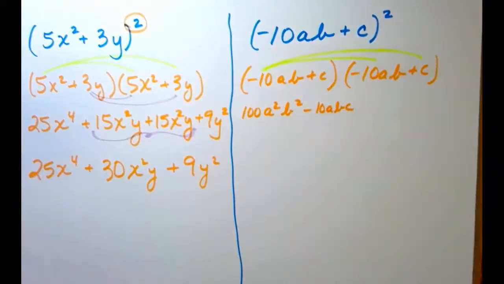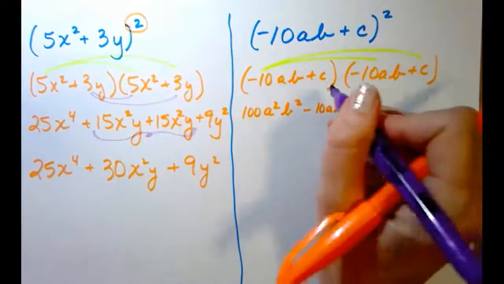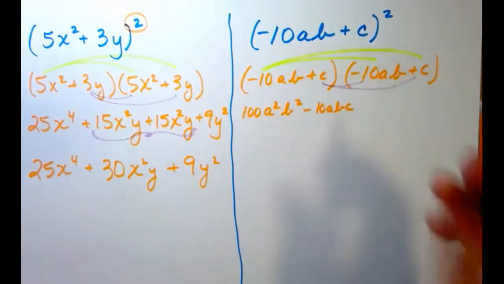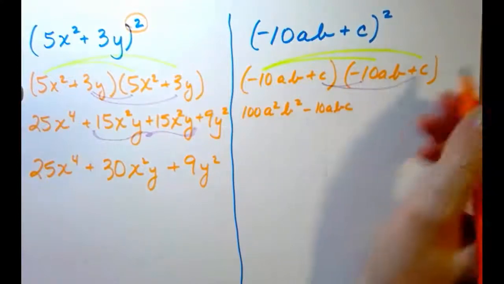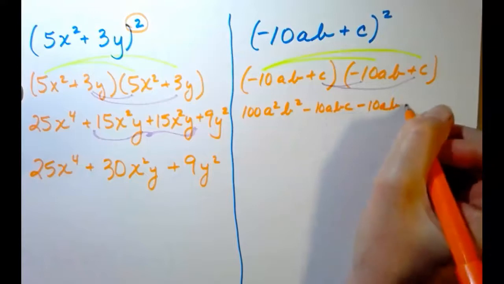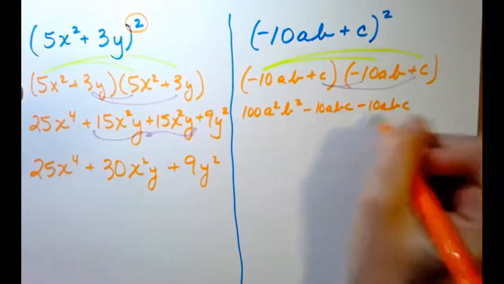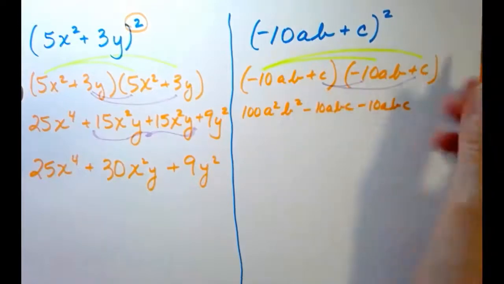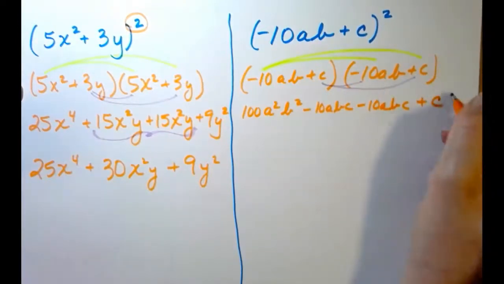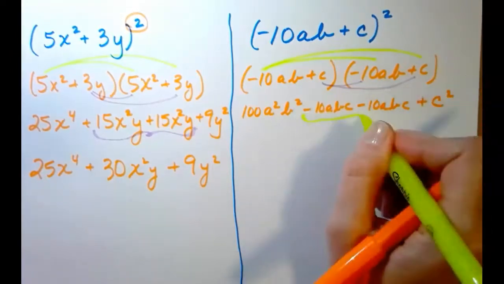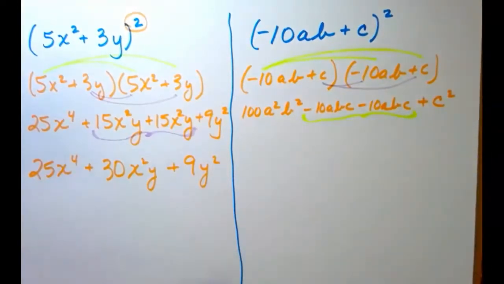So the first term is distributed. Now we'll distribute the c. C times negative 10abc is another negative 10abc. Remember, those middle terms always repeat. A positive c times a positive c is a plus c squared. We have like terms in the middle as we anticipate.